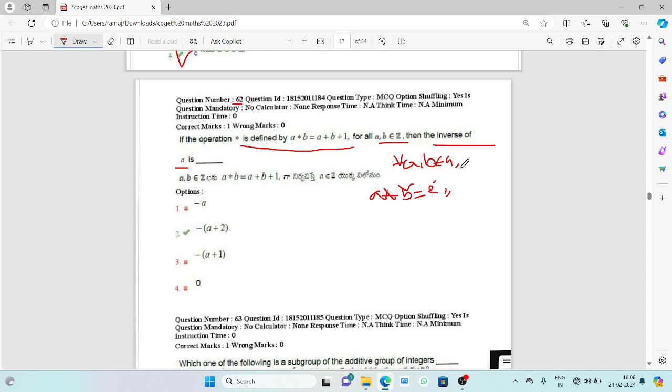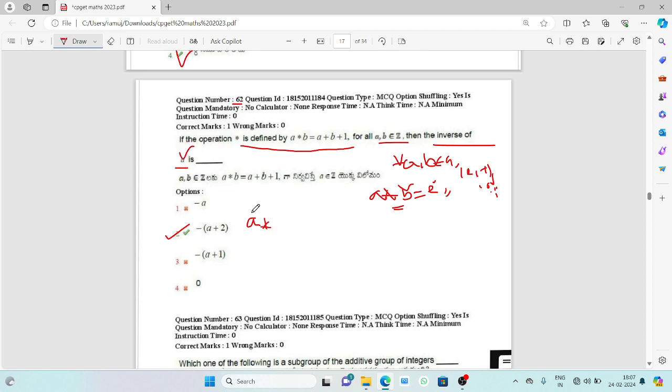If it is a multiplicative inverse, we can take 1 as the identity. If it is additive, we can take 0 as the identity. We don't know, he has not provided the identity, so we need to find the identity and inverse here. So what I do is, using the options, we check one by one whether it is satisfied or not. He provided the second option as the correct one, so we just check whether it is satisfied. If I take that option, he is asking the inverse of a.